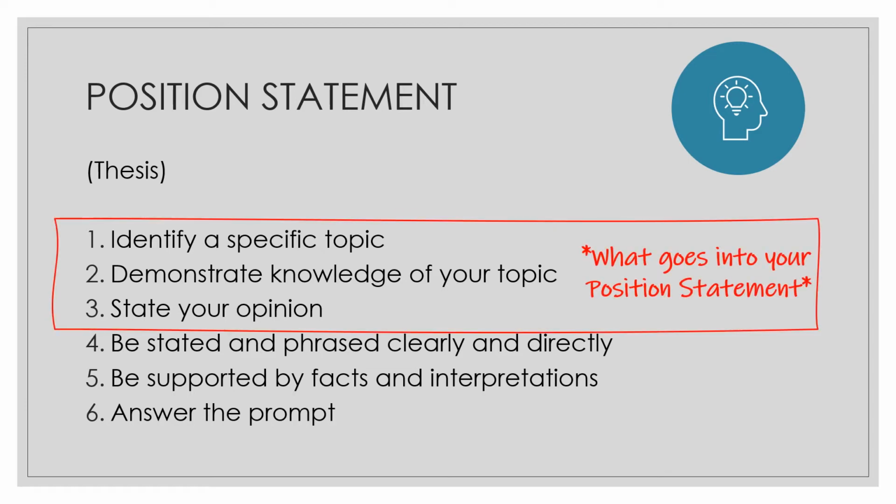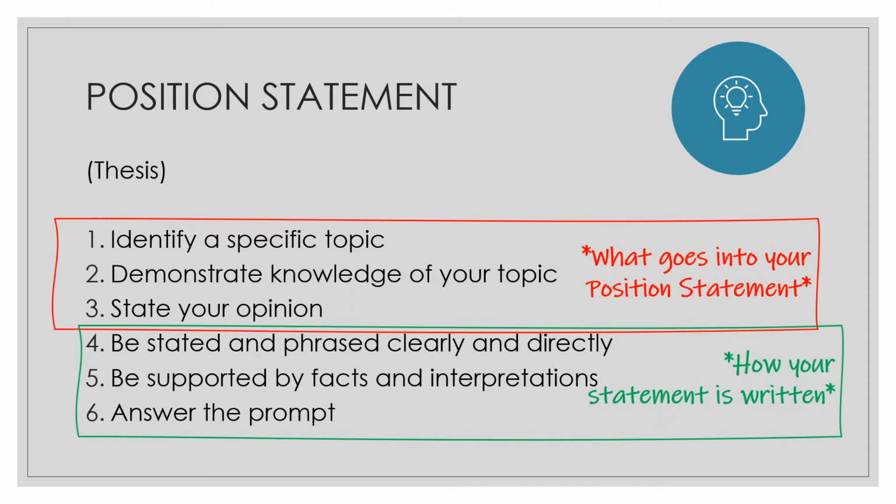So the first three bullets that we're looking at are things that go into the position statement. Anytime you see a position statement, you should be able to break it down into these three things: the topic, knowledge, and the opinion. The last three are more ways to write your statement. You want to make sure that you use clear and direct words, make sure that it's phrased in a way that it can be supported by interpretations and facts, and make sure it answers the prompt that you're given. You can answer the prompt by using words directly from the prompt and rephrasing them into your answer.